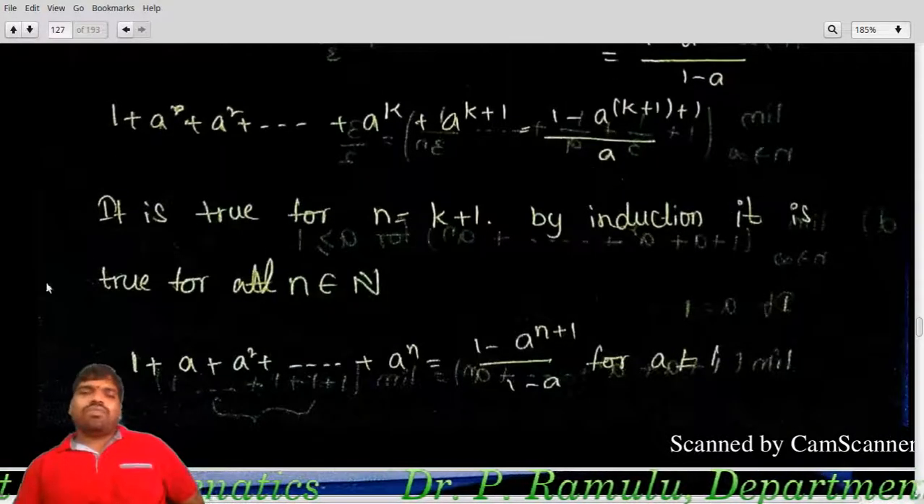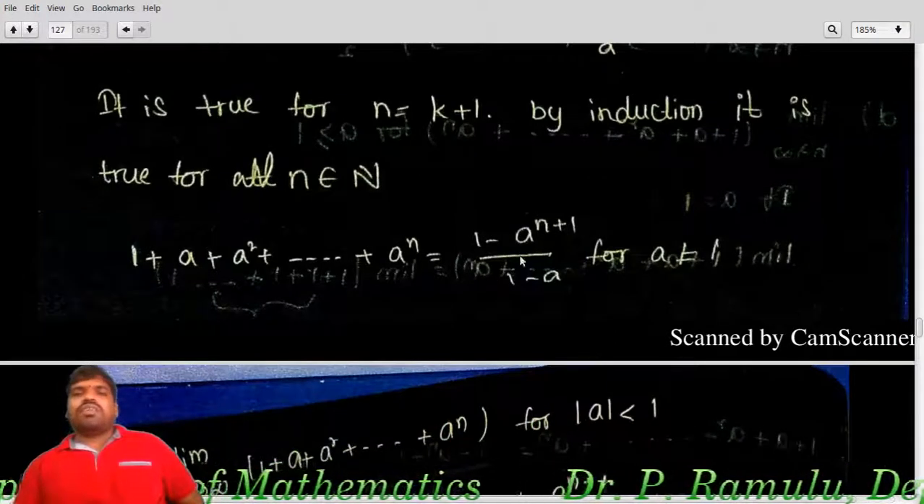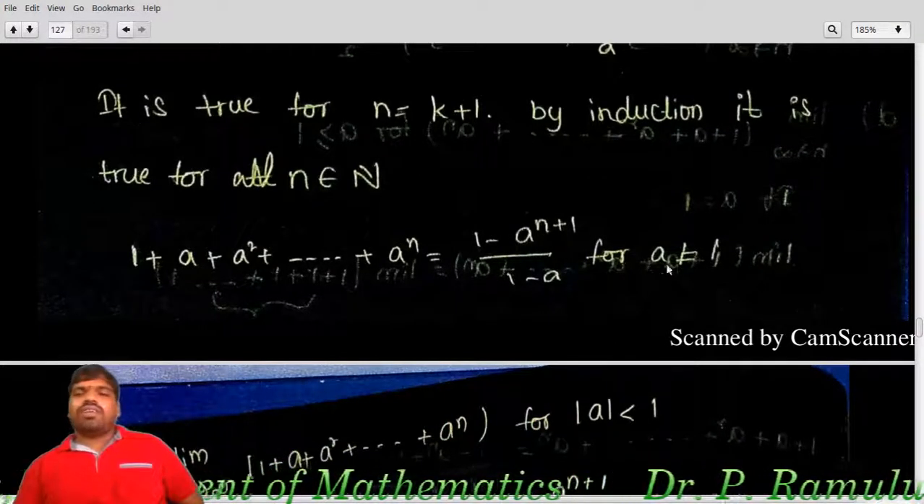By induction it is true for all n belonging to N. So 1 plus a plus a square up to a power n equals 1 minus a power n plus 1 by 1 minus a, for a not equal to 1.